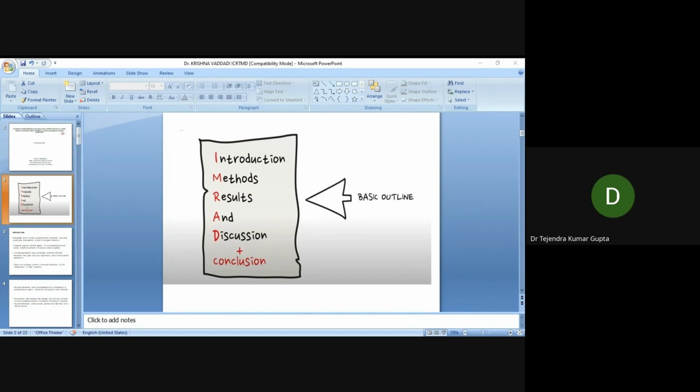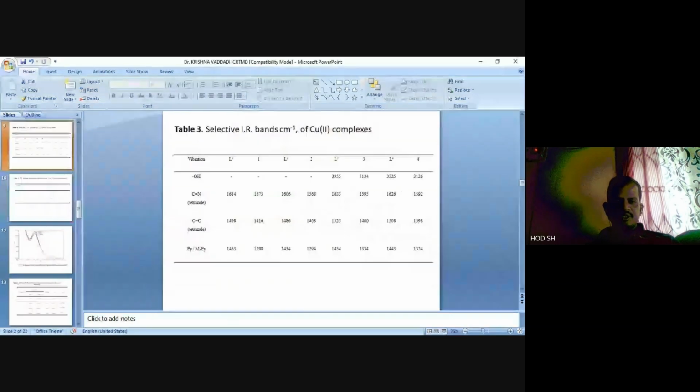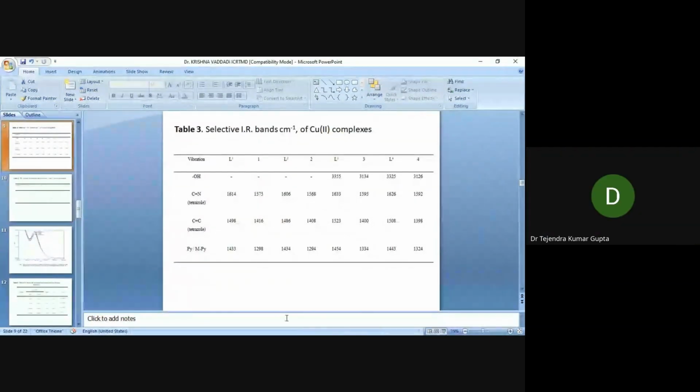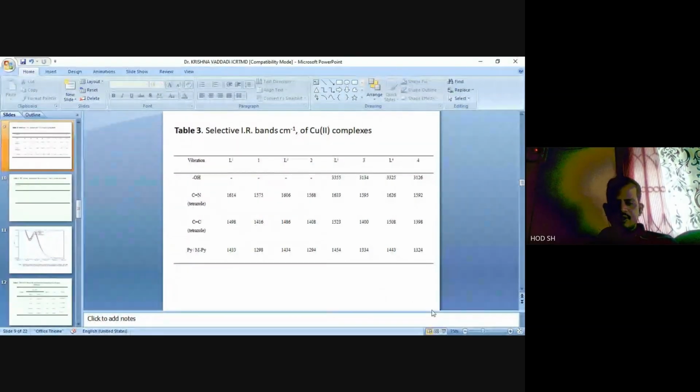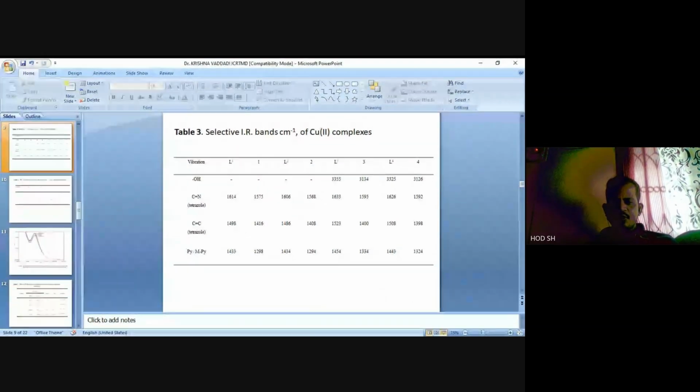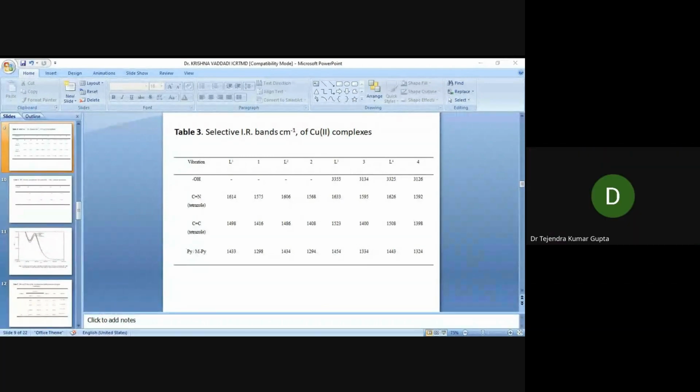Actually, sir, your slides are not changing. Not changing, sir. Yes, now we got table 3. Okay, sir. It's okay, sir. Yes, sir. You continue.